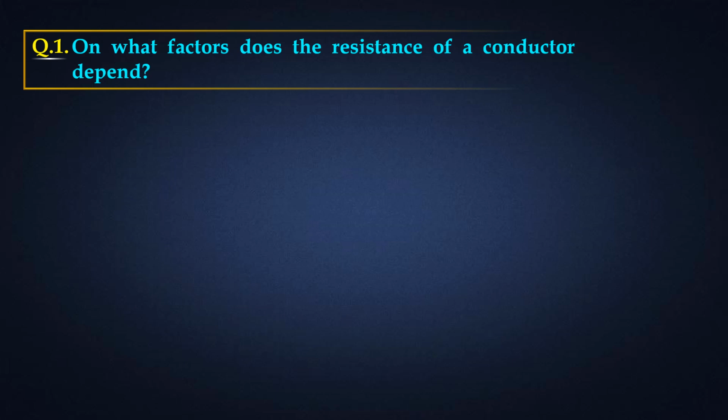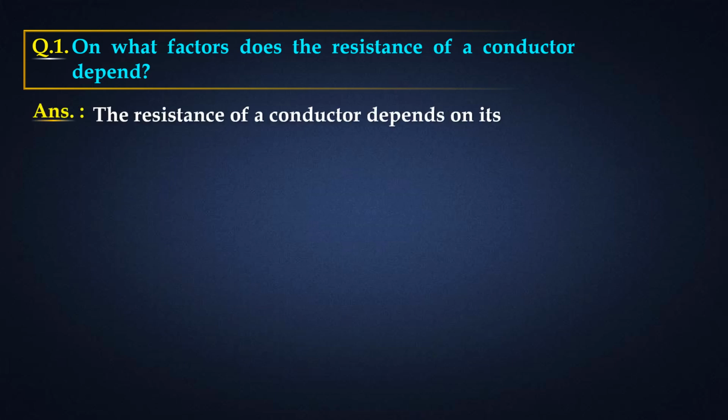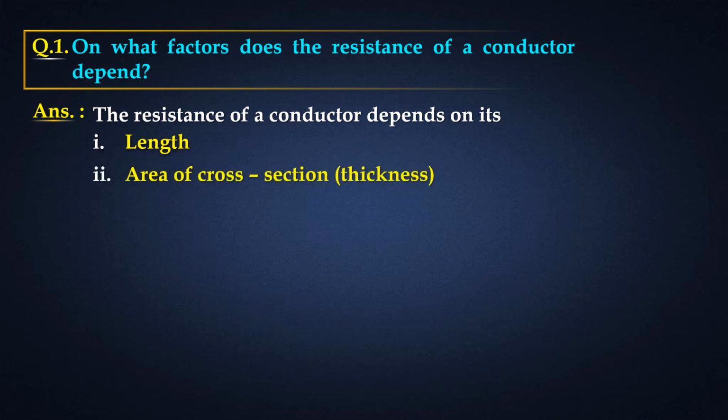Now question number 1. On what factors does the resistance of a conductor depend? The resistance of a conductor depends on its number 1 length, number 2 area of cross section or thickness, number 3 material, number 4 temperature.